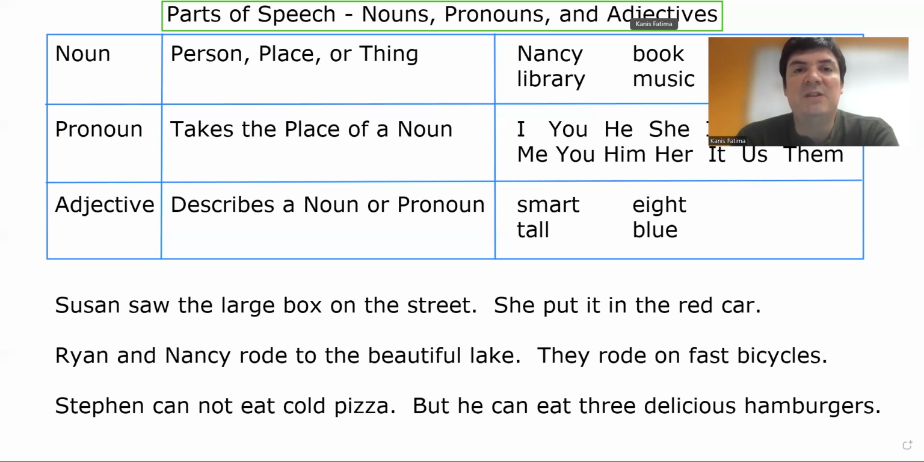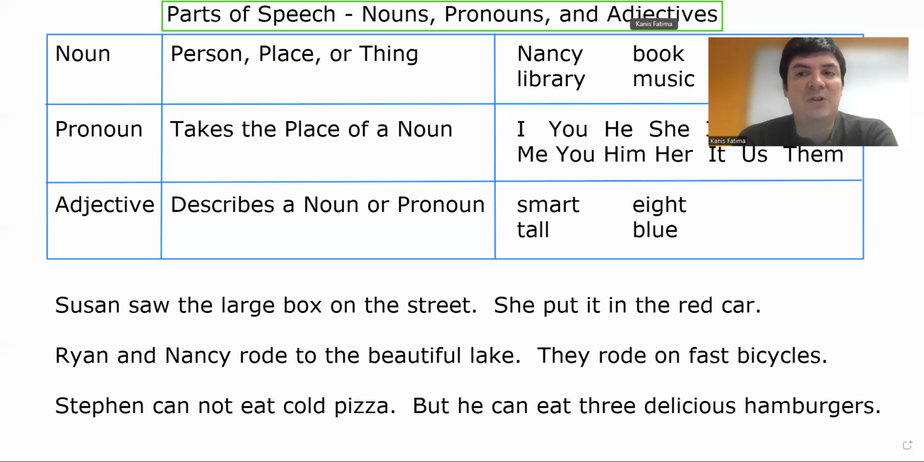The third part of speech is an adjective. An adjective describes a noun or a pronoun. Some examples of adjectives are smart. Smart is describing a person. Numbers can also be adjectives. For example, the number 8. Size is also an adjective. For example, tall. Colors are also adjectives. Again, adjectives are any words that describe a noun or a pronoun.